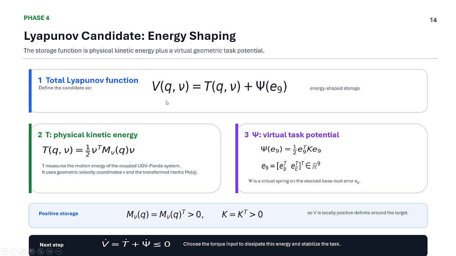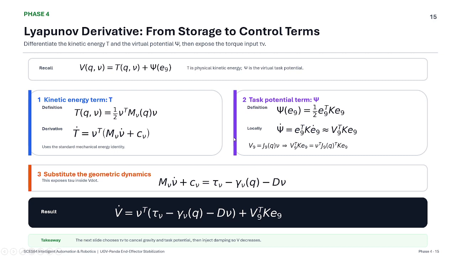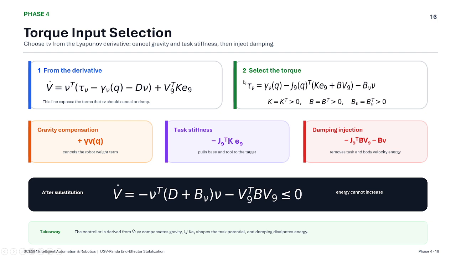The next step is to take the derivative of this Lyapunov function. As we see here, this is the derivative. We need to make this derivative less than 0 to have asymptotic stability. So we can play with this torque. The idea here is to cancel these terms to have at the end some term less than 0. So from this, we choose this torque to have V dot less than or equal to 0.